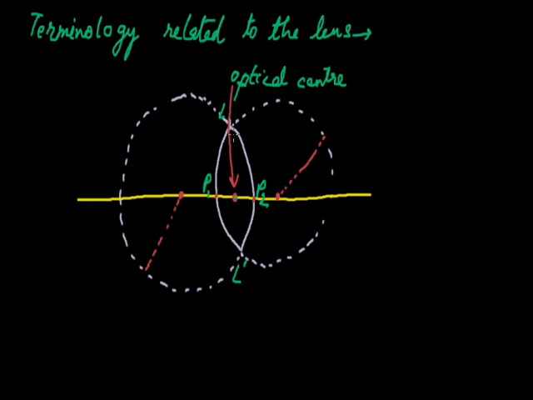Now, as we have said that the two surfaces are spherical surfaces, we can take them as part of a sphere originally. So take the two spheres as shown. This is the imagination of how the lens can be cut out of a sphere.